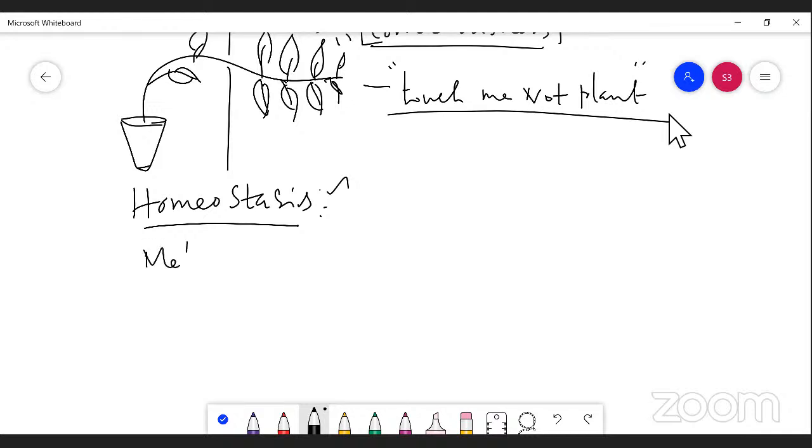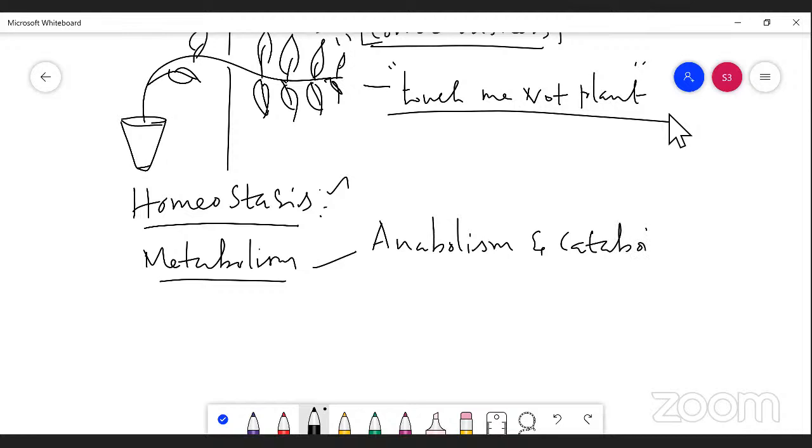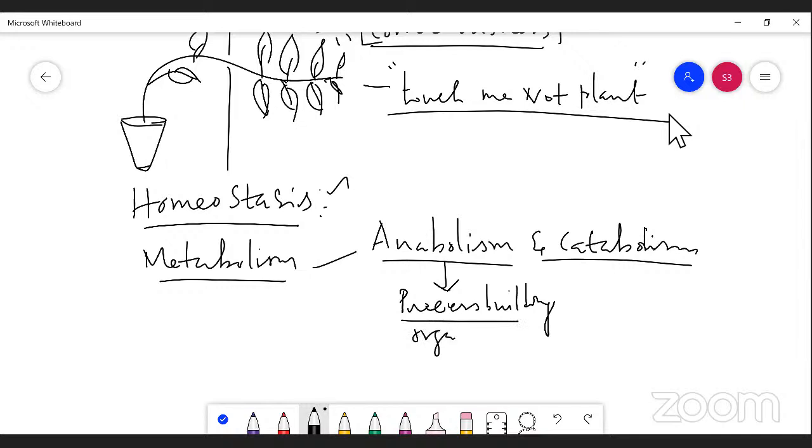And then metabolism. What is metabolism? Metabolism is anabolism together with catabolism. What is anabolism? The process of building the organism, the process of building.